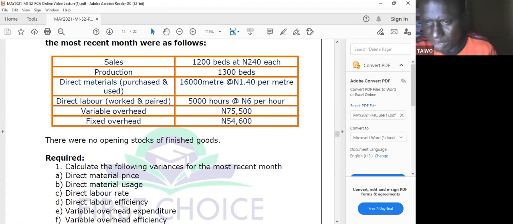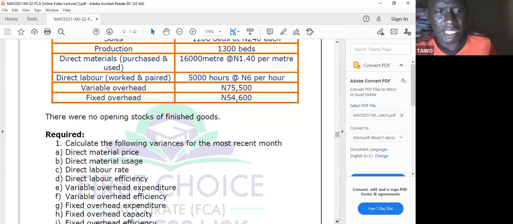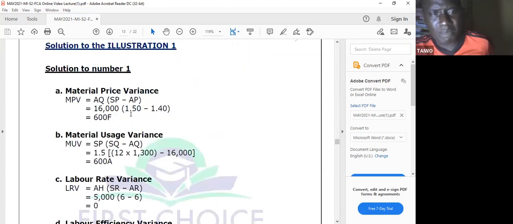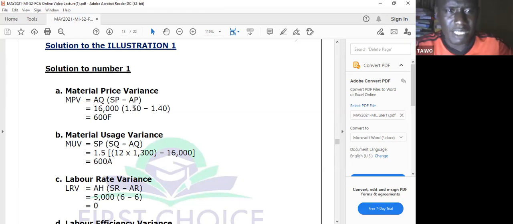So far they purchased 16,000 meters, so it should now be 16,000 times the standard price of 150 kobo minus the actual price of 140 kobo. That means 1.5 minus 1.4 is 0.1, times 16,000. That is 1,600 favorable. It is not 600, it is 1,600 favorable. Sorry for that mix up. It is 1,600 favorable.